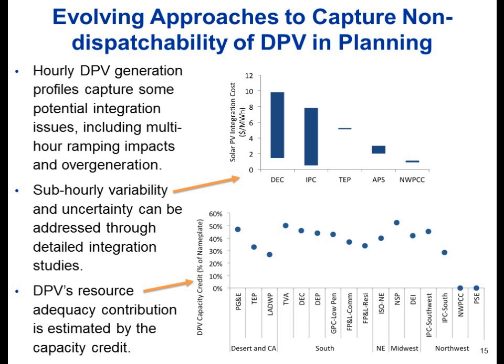The methods used by the utilities to calculate this contribution to reliability were not always discussed, though it's generally accepted that methods like the effective load carrying capability are among the most rigorous methods for calculating capacity credit.